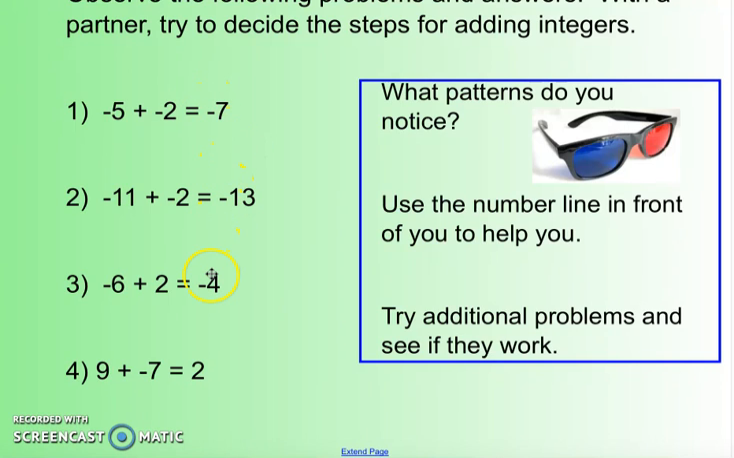As I'm reading through these, do the rules that you thought of fit these problems? Would they give you the correct answers? Would they give you these answers? 9 plus -7 equals +2. Will they get to the answers? And if so, then I think you figured out what the rules are. So let's talk about that.